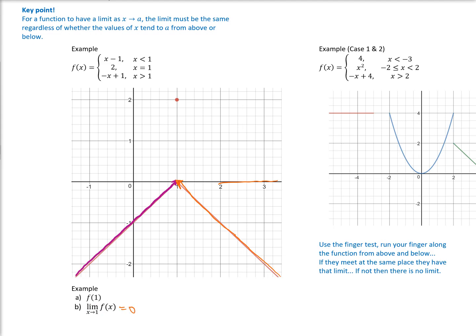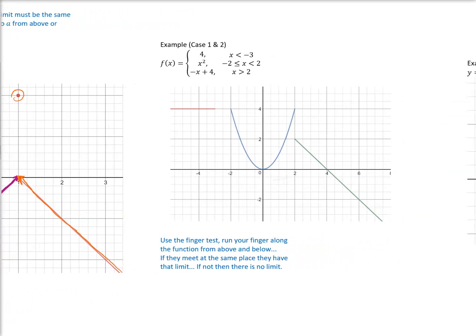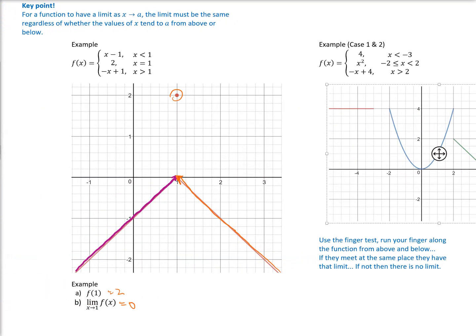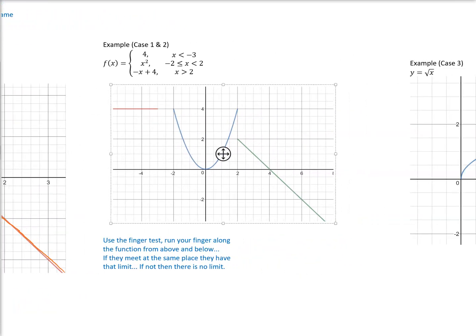But the function of 1 is actually 2 because it's that solid dot. Okay. Another example here. Oh, and what we do here, sorry, is if I put my finger on the far left and far right of the purple and the orange lines, and I scroll up with my fingers on the lines to that one point, because my fingers would touch, that's why there is a limit.